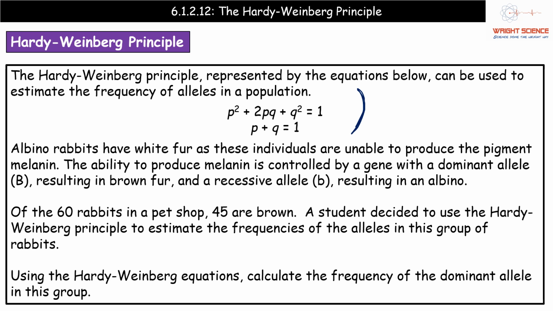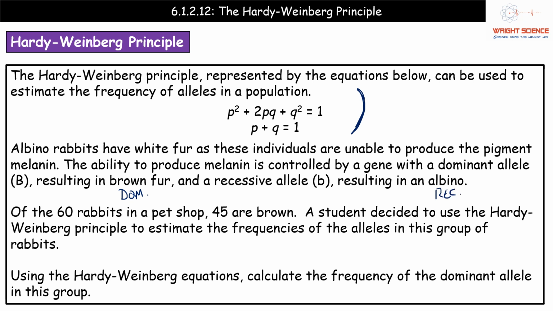Make sure you read this carefully, and I suggest highlighting or making notes to yourself about the key bits as you go. So if we have a little look, albino rabbits have white fur as these individuals are unable to produce the pigment melanin. The ability to produce melanin is controlled by a gene with a dominant allele, capital B, resulting in brown fur. So brown fur is going to be our dominant trait. The recessive allele is albino.